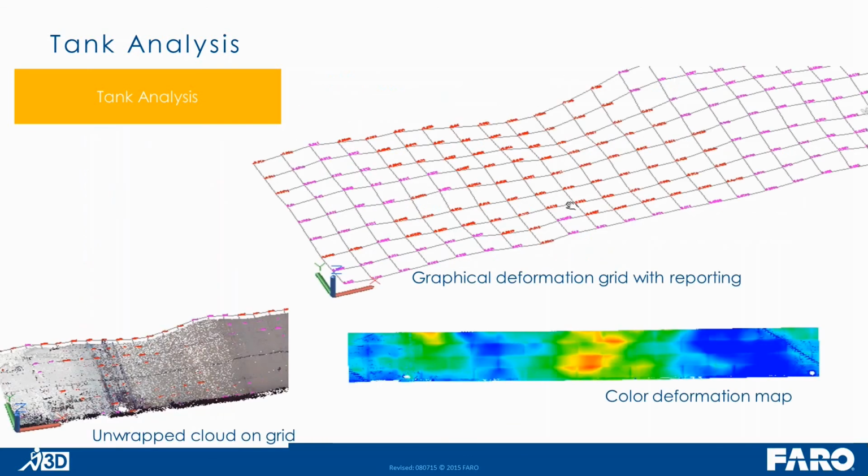This is just a very quick example of some of the outputs. The color deformation map on the bottom right there, that's actually the surface that's been unwrapped. I always tell people it's like taking a rolled up poster and just unwrapping it on the wall. But you can read it from left to right and see if there is any noticeable deviation on that surface. So if the surface has been deformed over time or from an accident or something like that, you can see it very quickly.